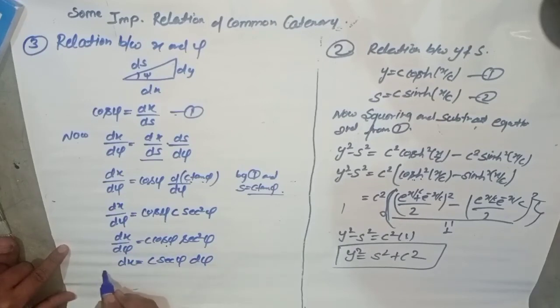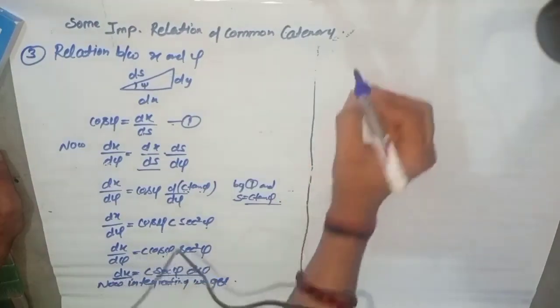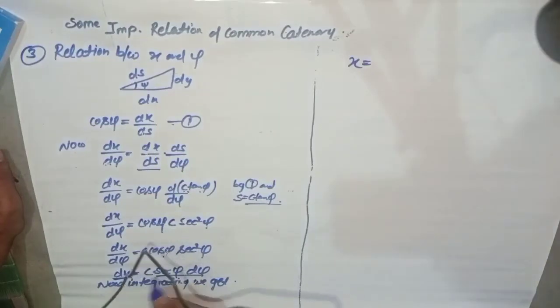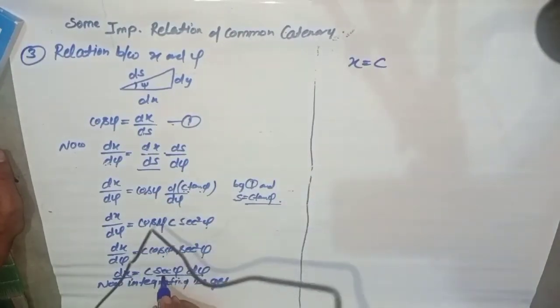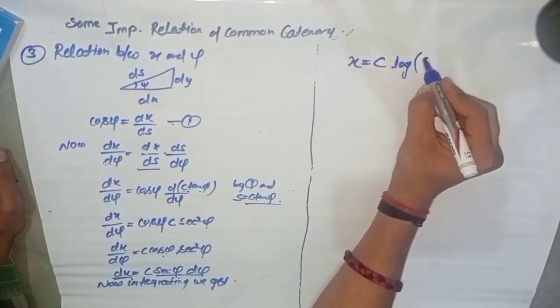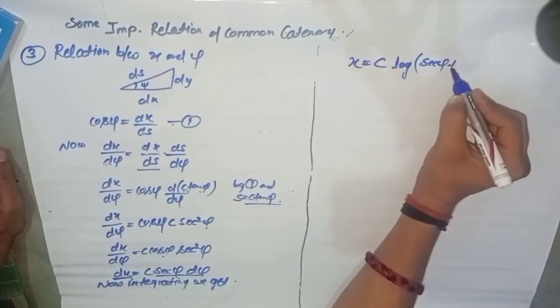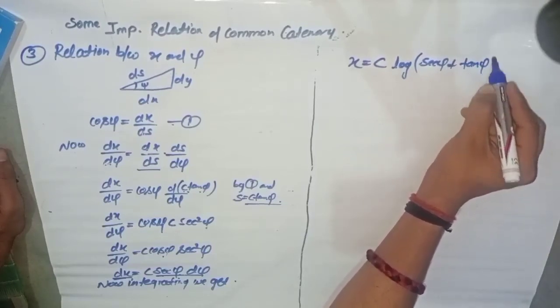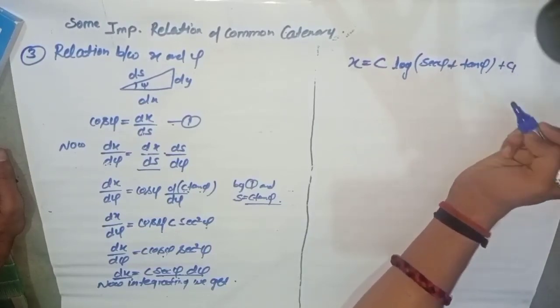Now integrating, we get the integration of dx is x, and c is a constant, so it comes outside, and the integration of sec ψ dψ is log(sec ψ + tan ψ), and plus c1 is the integrating constant.